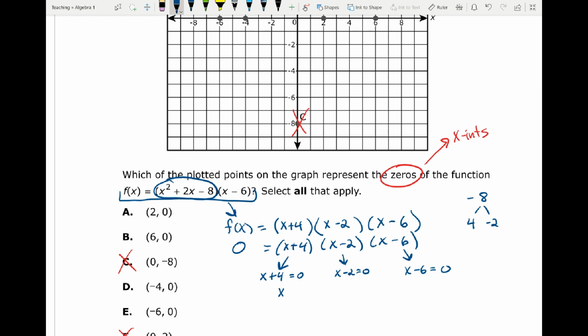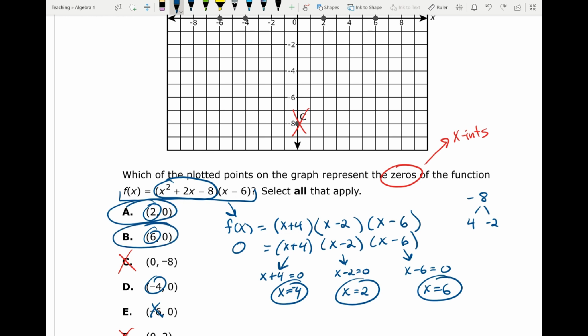And we just solve each of those, meaning that x is going to be negative 4, x is going to be positive 2, and x is going to be positive 6. So all we have to do is look over here for where x is 2, positive 6, and negative 4. We did not want negative 6. That was not one of our options. So therefore, the only options are A, B, and D, making the solutions A, B, and D.